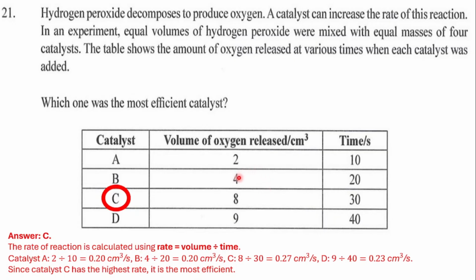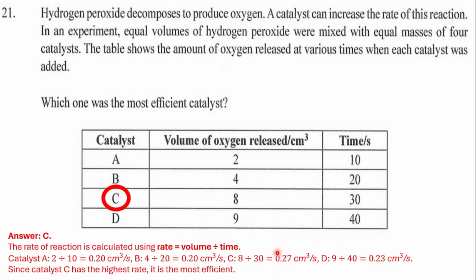Then for catalyst B, we do 4 divided by 20, which is 0.20 centimeter cube per second. So A and B have the same rate. Let's go to C. We do 8 divided by 30, which gives us 0.27 centimeter cube per second. So 0.27 is the fastest so far. Now let's do 9 divided by 40, which is 0.23 centimeter cube per second.